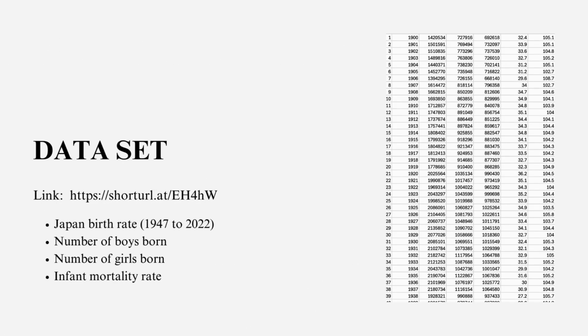The data for this project comes from national birth records in Japan, covering the years 1947 to 2022. It includes 4 key variables: the total birth rate per year, the number of boys born, the number of girls born, and the infant mortality rate.